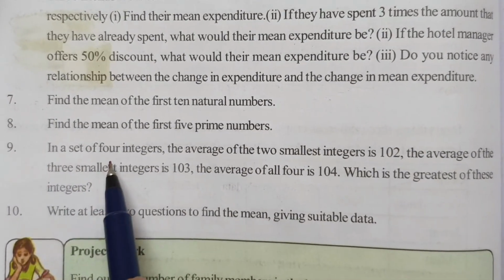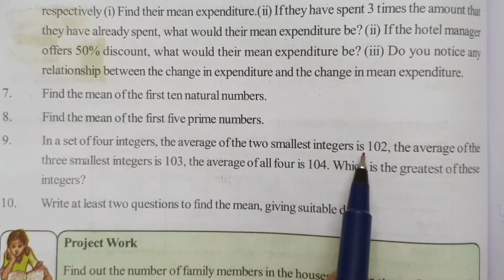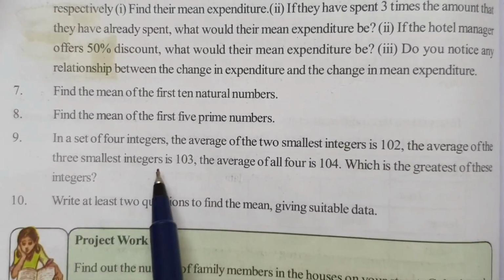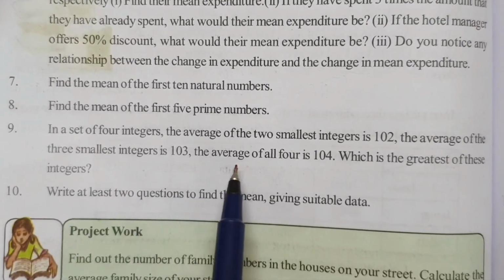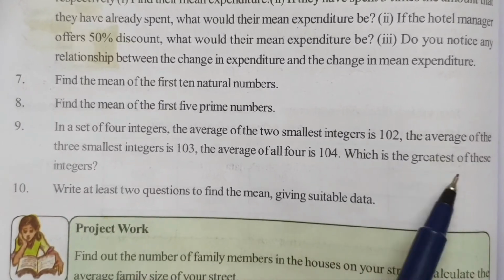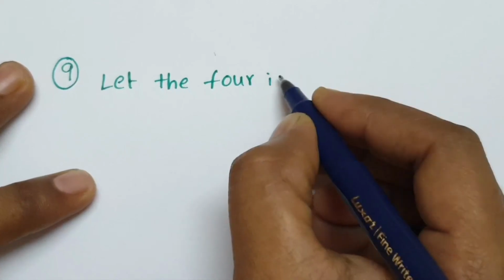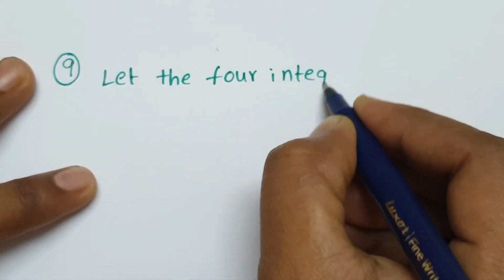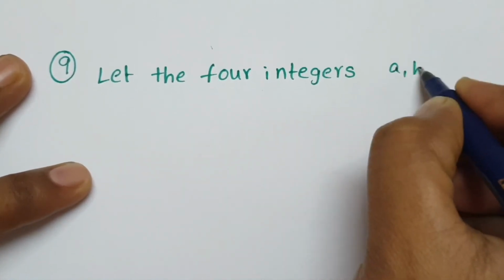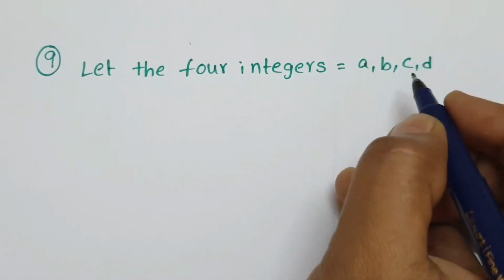Ninth question. In a set of 4 integers, the average of the 2 smallest integers is 102 and the average of the 3 smallest integers is 103. Then the average of all 4 is 104. Which is the greatest of these integers? Let the 4 integers be A, B, C, D.